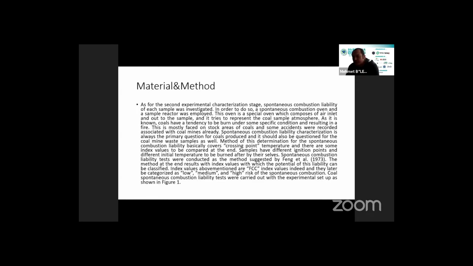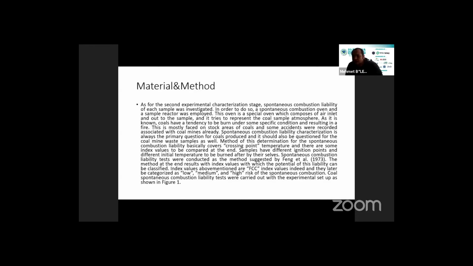As for the second experimental characterization stage, this is one of the original parts of this study. The spontaneous combustion liability of each sample was investigated. In order to do so, a spontaneous combustion oven and a sample reactor were employed. This is a special oven with an air inlet and air outlet to the sample, and it tries to represent the coal sample atmosphere. As is known, coals have a tendency to burn under some specific conditions, resulting in a fire. This is mostly faced in stock areas of coal, and some accidents associated with coal mines have already been recorded.